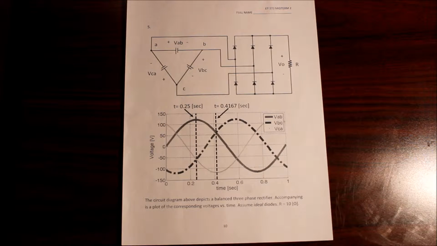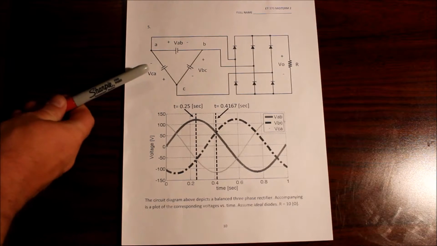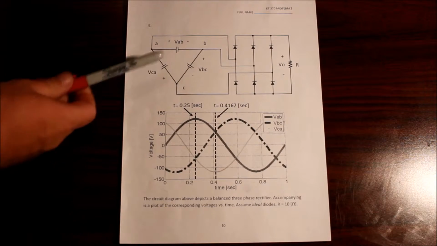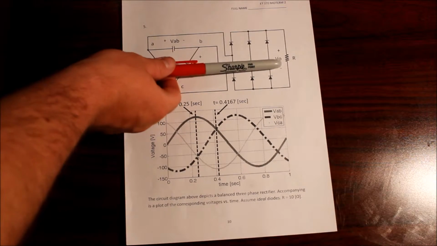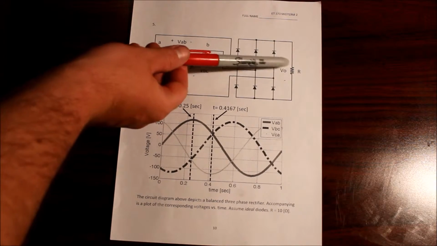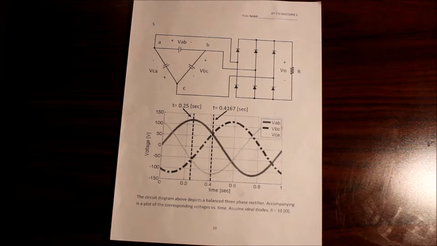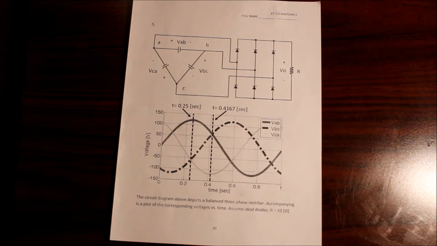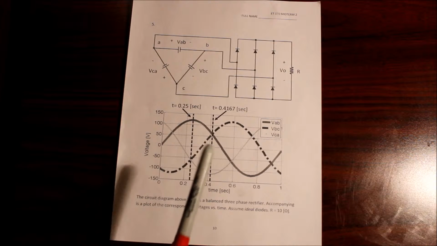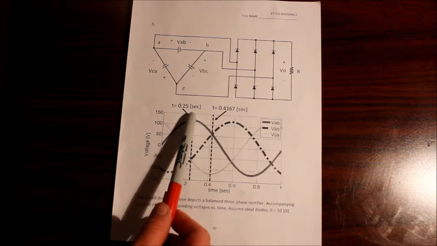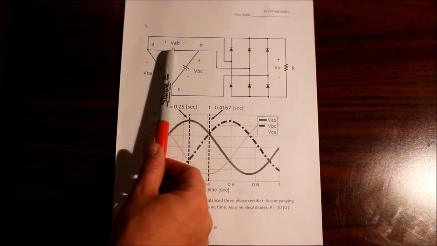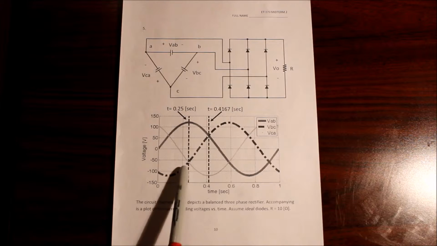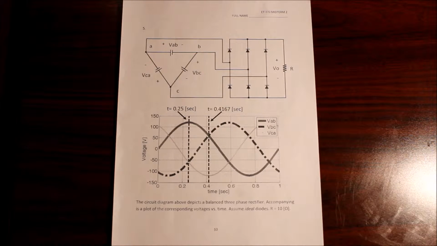Hello everyone, so today we're going to be working with a three-phase rectifier, which is taking the three-phase from this delta on the left, and we are spitting out a DC current on the right side to this resistor. As you can see, we're using 6 diodes to be able to do this. We're trying to prove at 0.25 seconds, VAB is 120 volts, VCA and VBC are -60, which we can see here on the graph. So we're going to be doing this with our conditions.